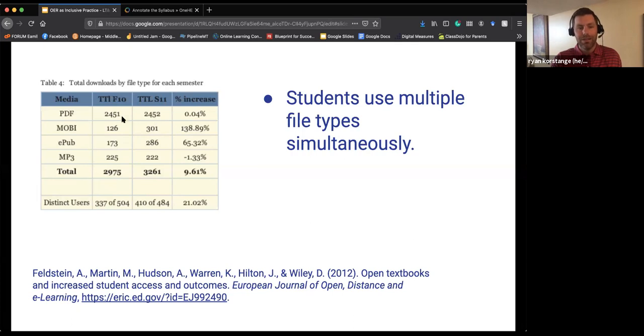And their access changes sometimes. You can look at this article if you want. It's showing changing access patterns even throughout semesters. So students might start looking at a PDF and they might end up looking at an EPUB. That's fine, because when we offer multiple access points, we put students in a position of making the choices that are best for them, not accommodating themselves to the choices that are best for me.